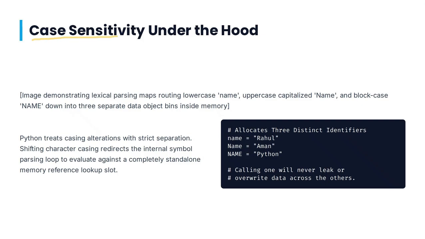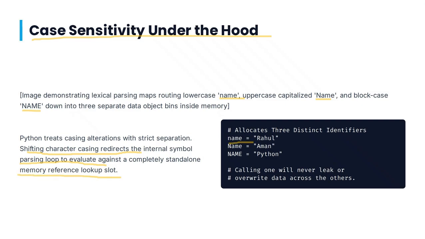Case sensitivity under the hood. Image demonstrating lexical parametric maps routing lowercase name, uppercase capitalized name, and block case, fully capital name, down into three separate data object bins inside the memory. Python treats casing alterations as strict separation. Shifting character casing redirects the internal symbol parsing loop to evaluate against a completely standalone memory reference lookup slot.